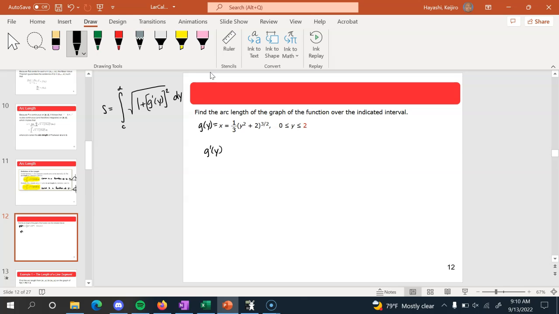But g prime of y, the derivative of this, you'll just use the power rule. So that'll be 3/2 times 1/3 y squared plus 2, now to the 1/2, right? For the power rule for derivatives, you take the power, put it in front, and then decrease the power by 1. Then also, because of the chain rule, you're going to multiply this by 2y.